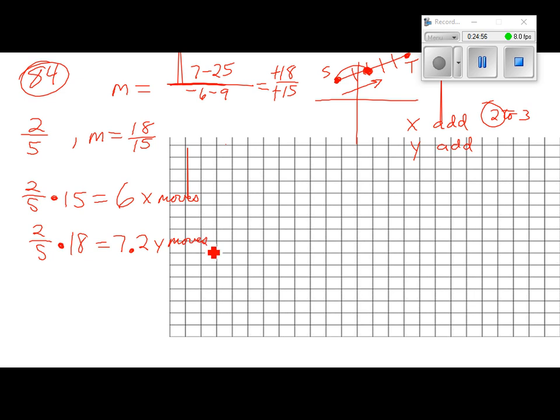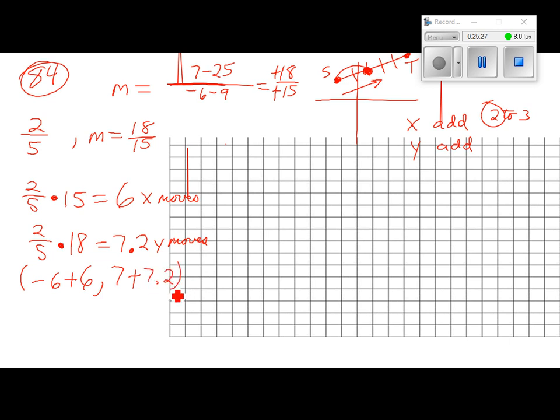What were the coordinates of the original point that we started at? -6, 7. So we got -6, and I'm going to do this all as one step here. -6, we said we're going to do what to that x coordinate? Add, so -6 plus 6. And then the y coordinate, what was the y coordinate? 7. And we said we're going to add, so 7 plus 7.2.